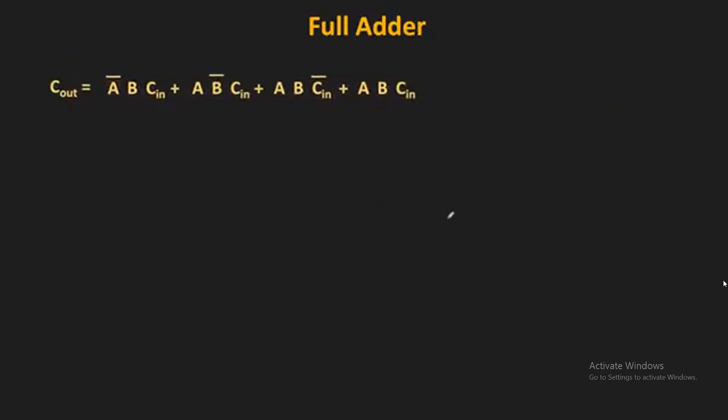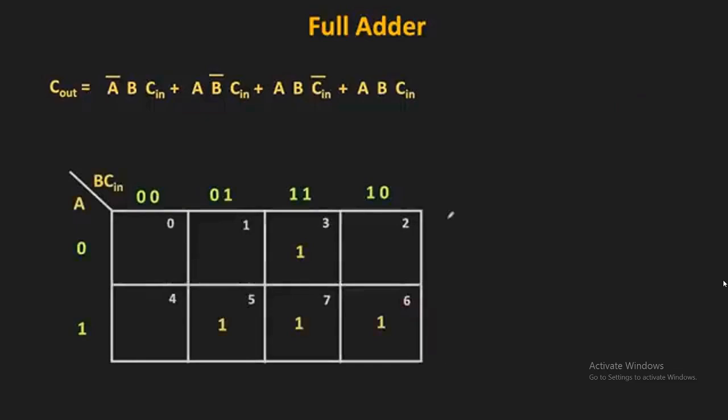Now we can see from the truth table, the carry output is equal to 1 for 4 different input combination. This expression of carry output. So now we can find out the minimal expression using the K-map. Here is this A bar B C in corresponds to the min term, that is M3. Similarly, this A B bar C in corresponds to min term M5. Likewise, this A B C in bar corresponds to the min term M6, and this A B C in corresponds to the min term M7.